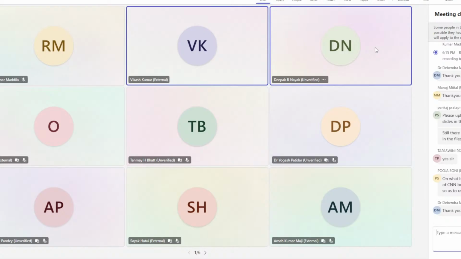So that we can use them together. Okay, okay, okay. Yes. Okay, fine.